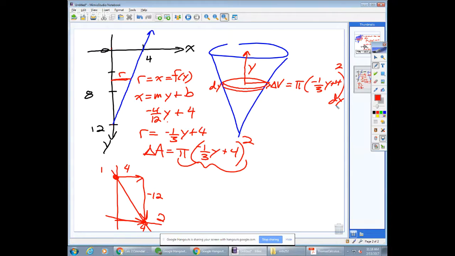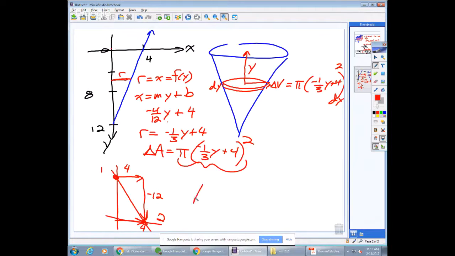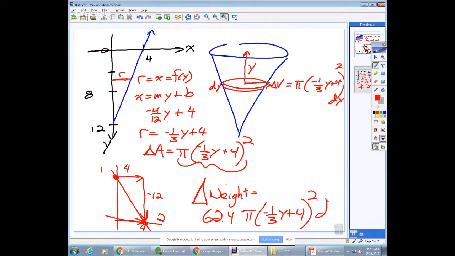So that's the volume. If I take the volume of that thing times the weight density, that's going to give me the weight, which is the force. Okay. So my chunk of weight is going to be equal to 62.4 pounds per cubic foot times that amount of cubic feet: pi times negative 1/3 y plus 4, squared, dy.